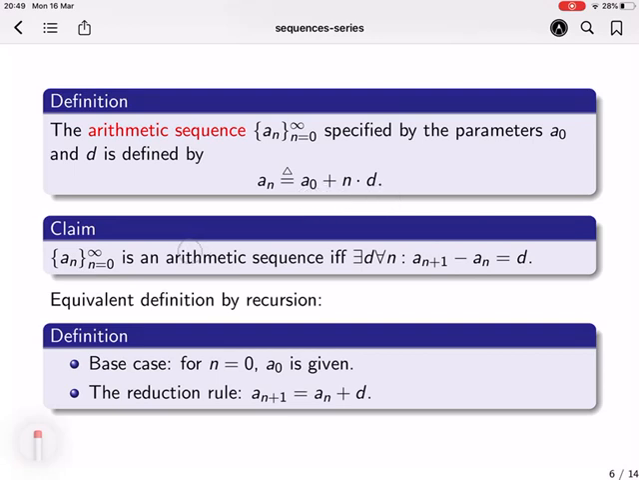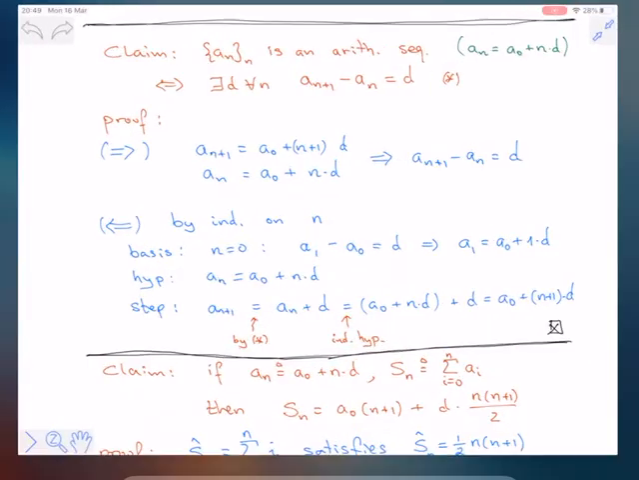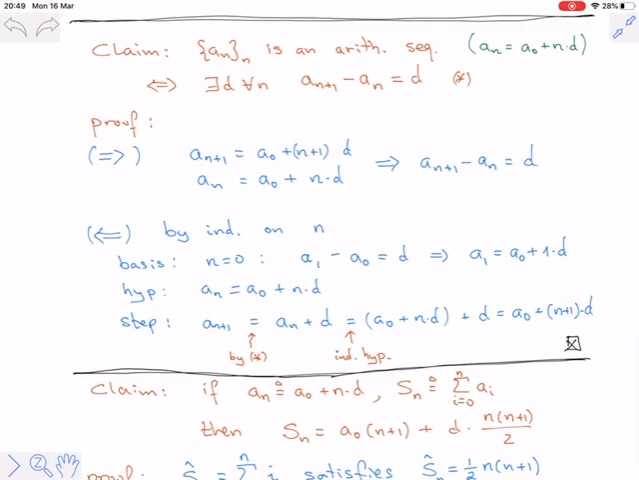Now, the claim is that a sequence is an arithmetic sequence if and only if there exists a difference d such that for every n, the difference between a_(n+1) and a_n equals d. Let's see how we can prove this claim. The proof is by induction. So let's start by proving that if a sequence is an arithmetic sequence, then there exists such a d such that the difference between two successive elements is always d.